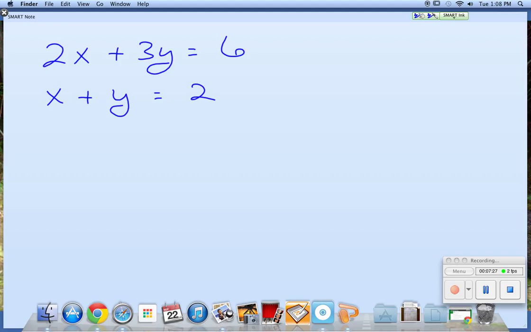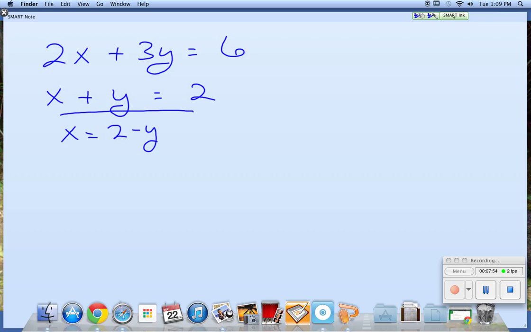All right, let's take a look at this. I'm going to make this real easy on myself. I'm going to use this equation here, and I'm going to solve it for x or y. It doesn't really matter to me. I'm going to solve it for x. So x is going to equal 2 minus y. It doesn't matter which way you go. I could make it y equals 2 minus x. Doesn't matter. It's all going to come out the same.